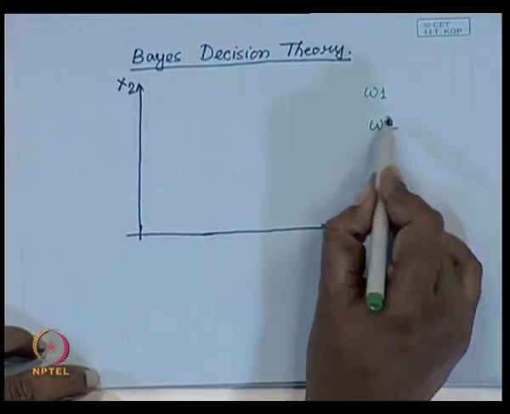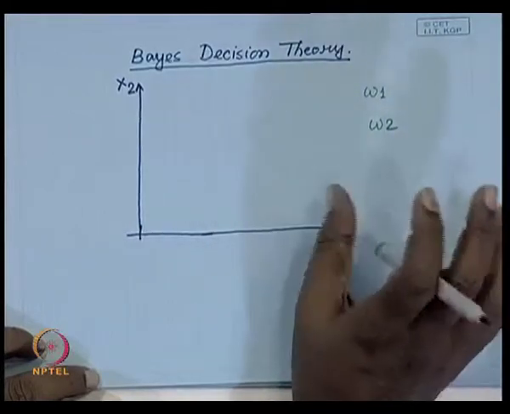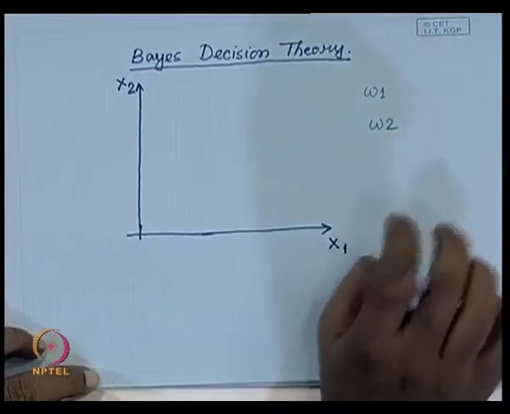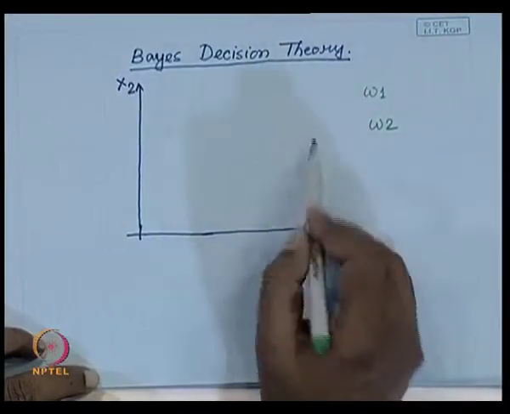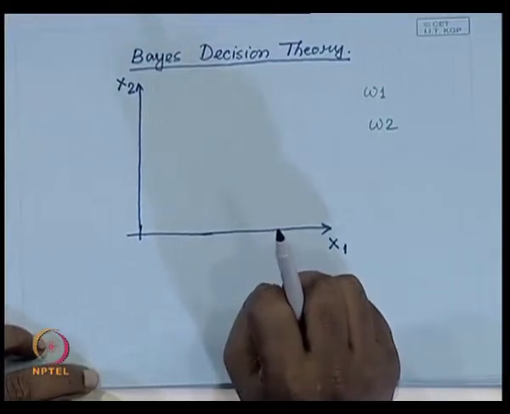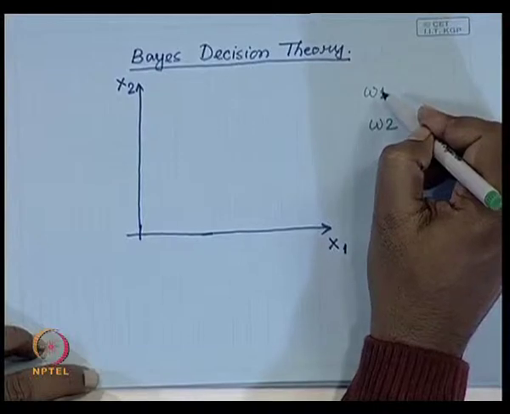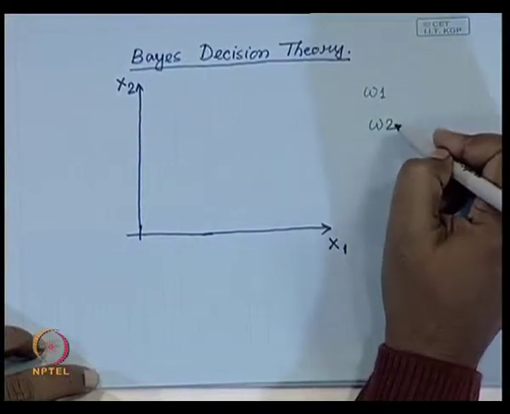Similarly, the patterns which are taken from this particular class omega 2 will also be mapped to points in this two dimensional feature space, where these 2 points will also be very close to each other. Whereas, the points corresponding to the patterns from class omega 1 and the points corresponding to the patterns from class omega 2 are likely to be wide apart.